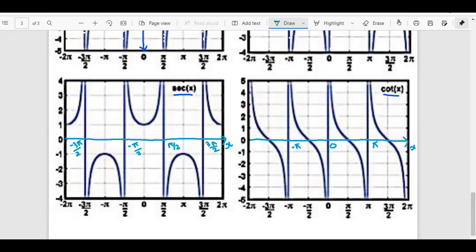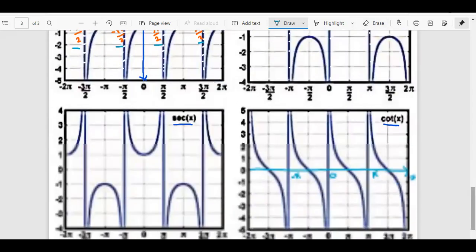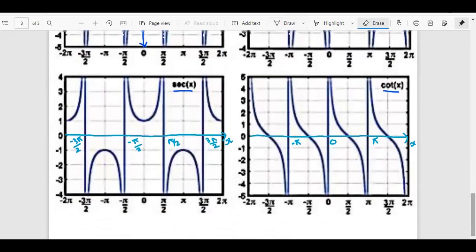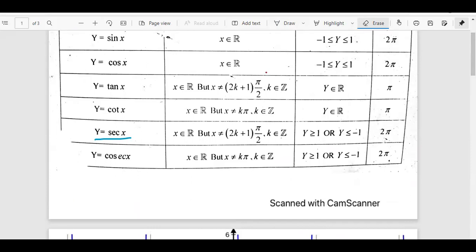Using the general form. So what do you think? Again, we can write down that x belongs to all the real numbers, but x does not belong to what? It would be the same as the tangent one. Same. Very good. 2x plus 1, excellent, pi by 2. Very good. So yes, you were right. This is what we're going to have.